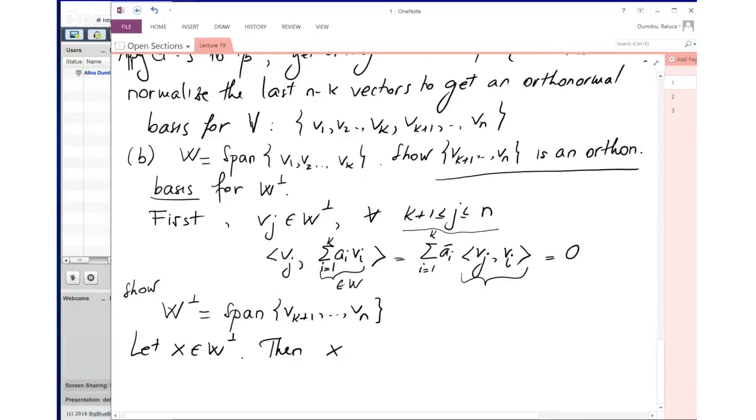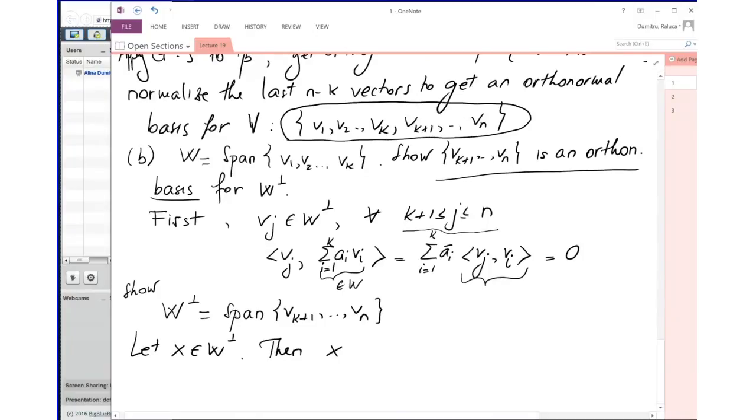Well, first of all, because this one here was a basis for the entire space V, I can write x as a linear combination of all those vectors, right? Between 1 and n. But remember that when I do this, because the set is orthonormal, we have a very nice way to write down those coefficients of the linear combination. They are just the inner products between x and each vector. So this will be the inner product between x and vi times vi, i equals 1 to n.